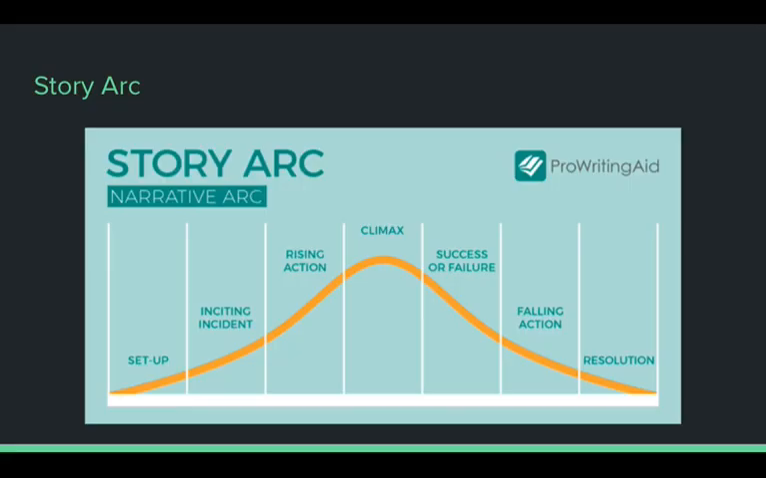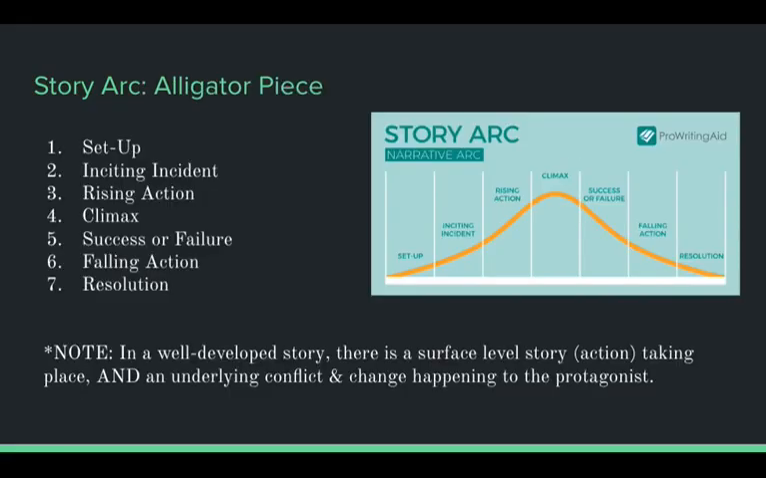So think about how you're going to build up to your important point and how you're going to come back down. This is just a listing of this story arc so you have a better view.